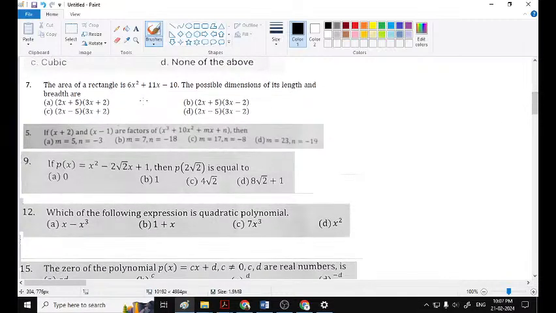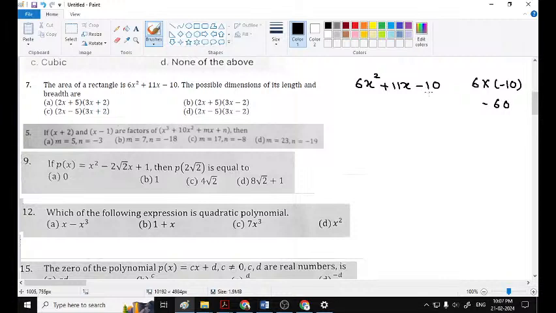The area of rectangle 6x square plus 11x minus 10, the possible dimensions of its length and breadth are. Here we need to factorize a given polynomial. This is a quadratic polynomial. Here the product of coefficient of x square and constant term is minus 60.